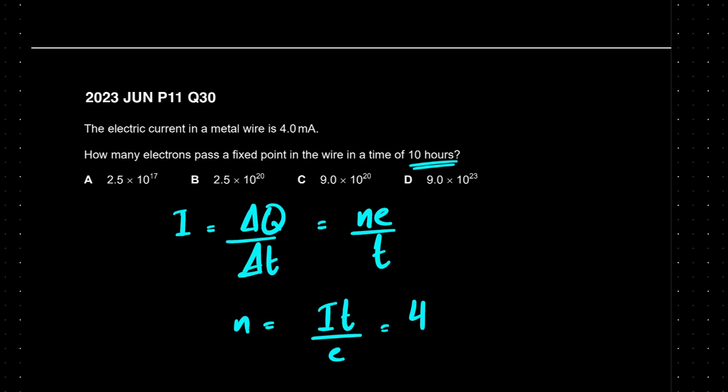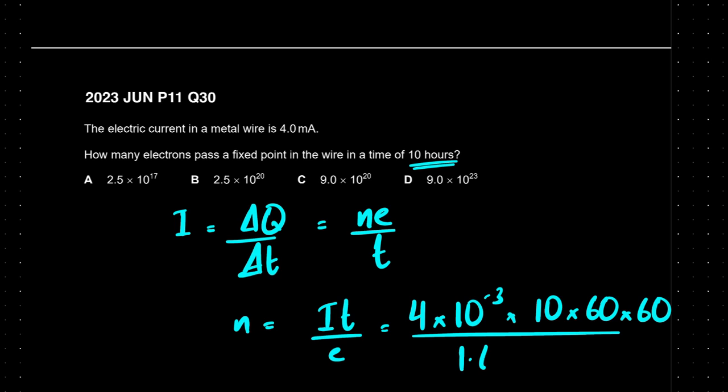So current 4 milli, time is 10 hours, but again in SI units of seconds you need to convert this. So hours to seconds, so 10 hours, 60 minutes in each hour, 60 seconds in each minute. Divide by the charge of an electron. So this is what N turns out to be, and it should be C.